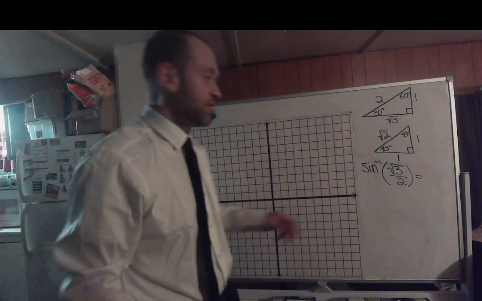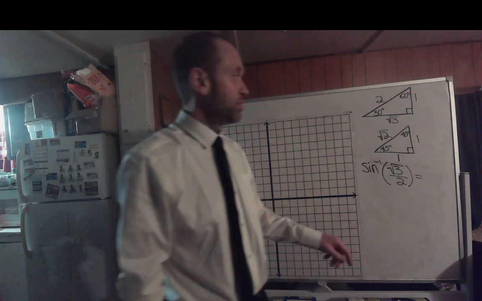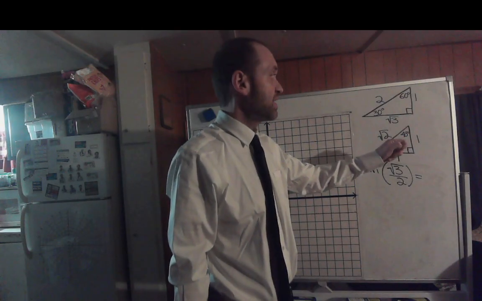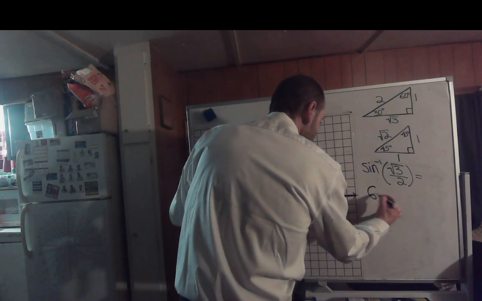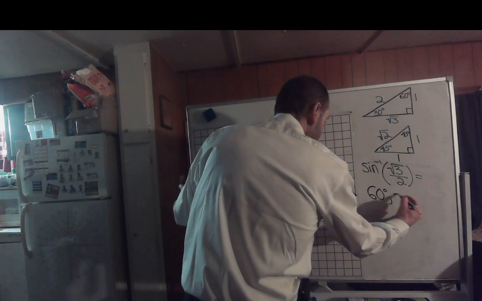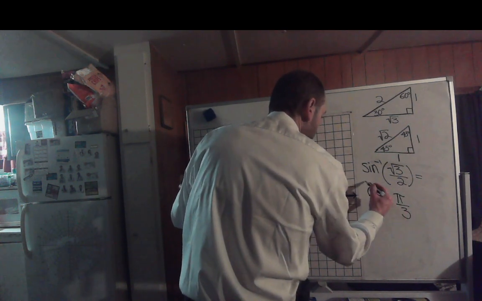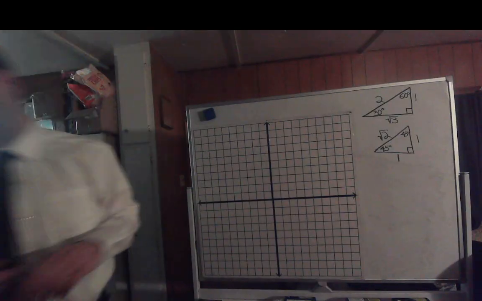We have the sine inverse of the square root of 3 over 2. So what angle gives us a sine of positive square root of 3 over 2? Well, that'd be 60 degrees. You take the sine of 60, it's the square root of 3 over 2. So your answer would be 60 degrees, or otherwise known as pi over 3 radians. One more of these, then we're moving on.